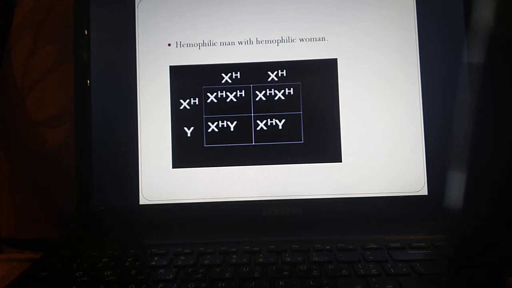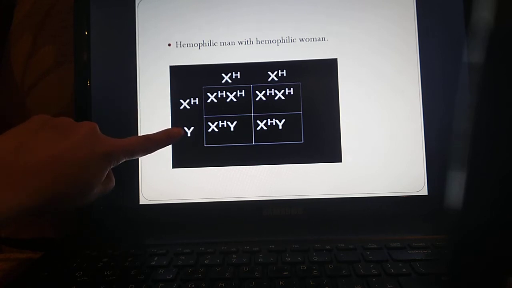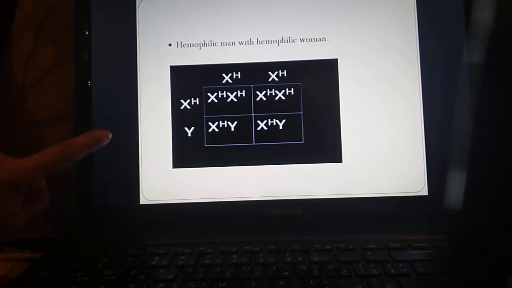So the man's genotype is XH with Y. H is the allele responsible for this disease. The Y chromosome is too short to carry it, right? So we write it freely, Y only.